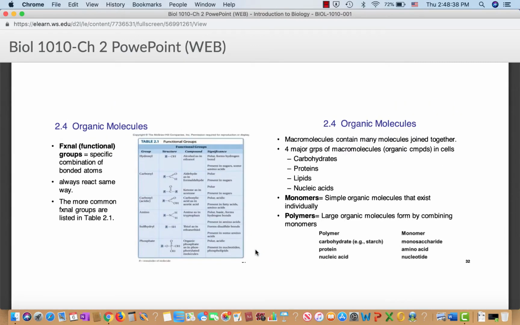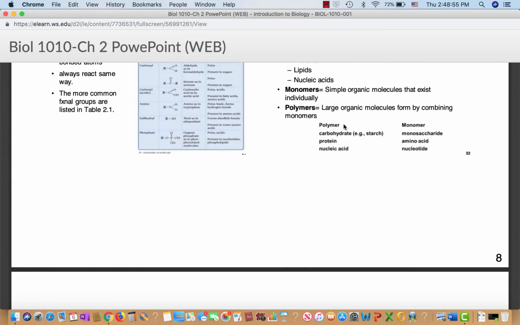Okay, so organic molecules, 4 major groups. You've got proteins, carbohydrates, lipids, and nucleic acids. Monomers are simple organic molecules that exist individually. Polymers are large organic molecules formed by combining monomers. An interesting thing to be aware of here: a carbohydrate is a polymer of monosaccharides, meaning single sugars. So carbs are sugar. Proteins are polymers of amino acids, and nucleic acids like DNA or RNA are polymers of nucleotides.